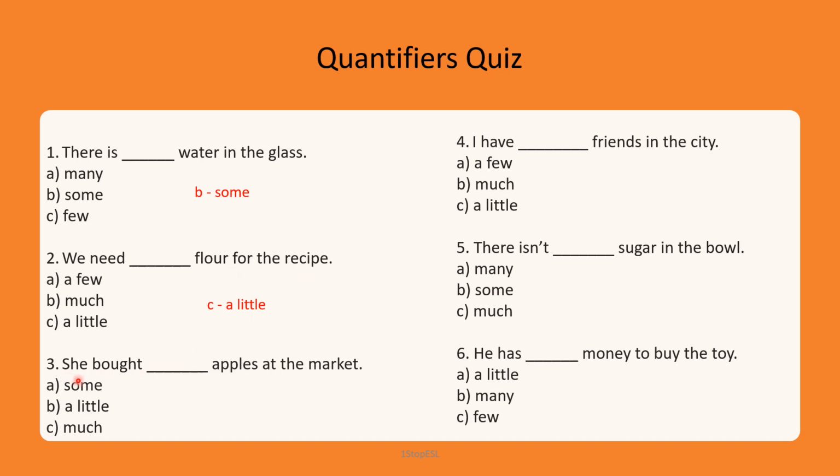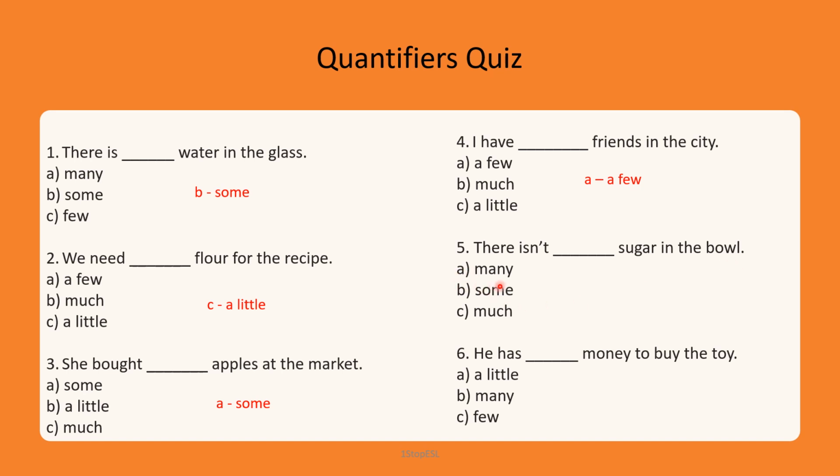Number 3, she bought blank apples at the market. She bought some apples. She bought a little apples. She bought much apples. I hope you chose this one, A, some. Good job. Number 4, I have blank friends in the city. I have a few. I have much. I have a little. What did you choose? Good job, A, few.